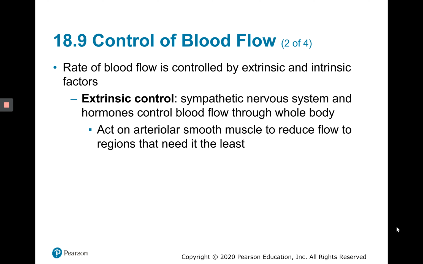So the rate of blood flow is controlled by extrinsic and intrinsic factors. Extrinsic controls include the sympathetic nervous system, so neural control, and hormones, and they control blood flow through the whole body. The extrinsic controls, so the nervous system and hormones, are able to act on arteriolar smooth muscle in order to reduce the flow of blood to certain regions that need it the least. So for example, if you're exercising, your digestive organs don't need the blood as much as your skeletal muscles.